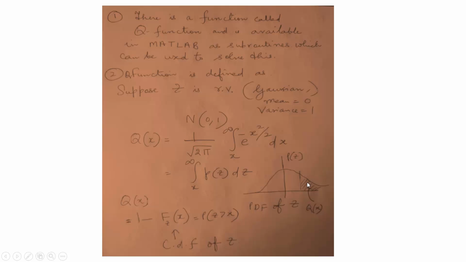So what is this Q function then equal to? Q(x) will be equal to 1 minus the cumulative distribution function of z, and we denote it by the probability of z greater than x. This is the probability of z greater than x. Okay. Now in MATLAB, the ERFC function is also available, which is related to the Q function, and you can compute these types of expressions using MATLAB also.